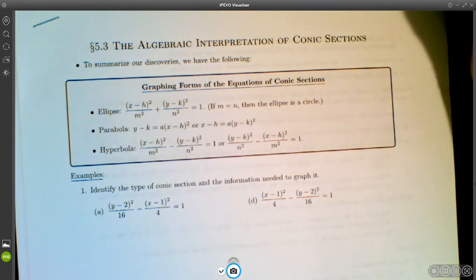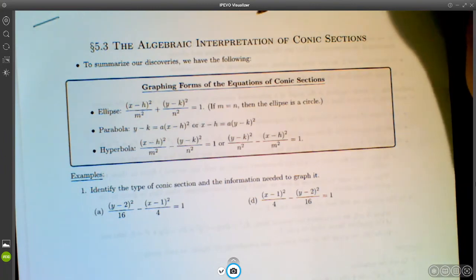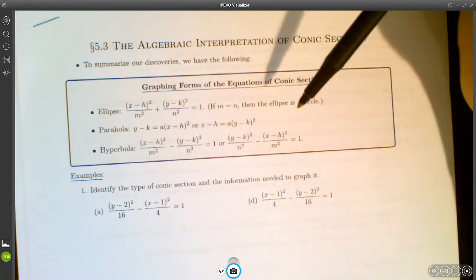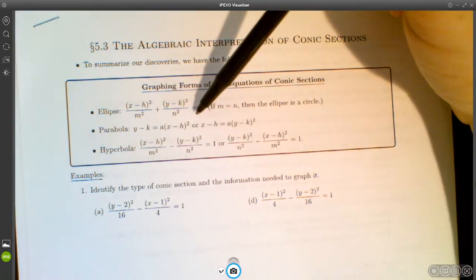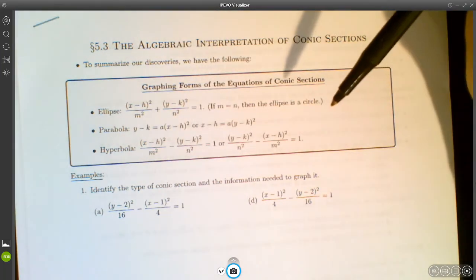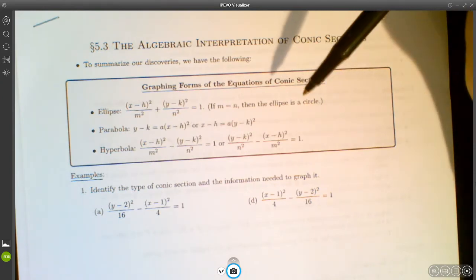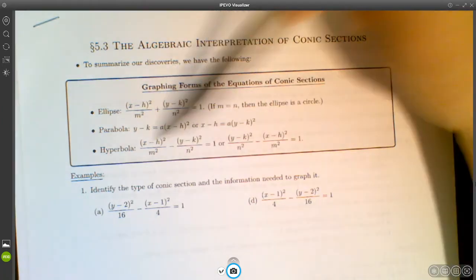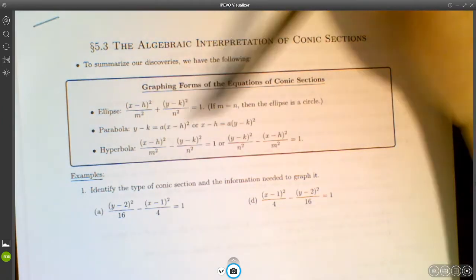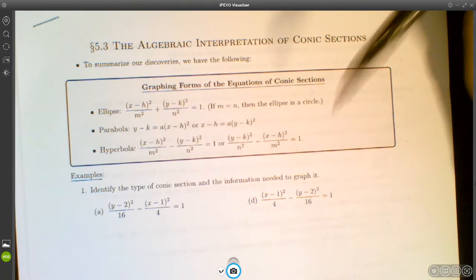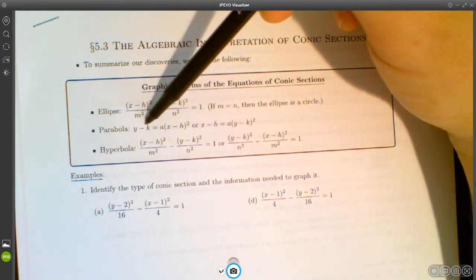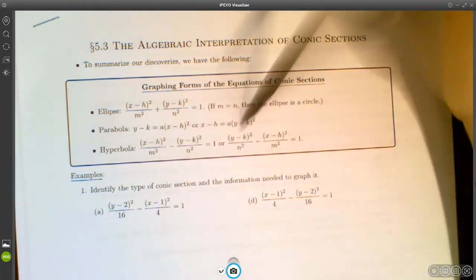In every single case, the point (h, k) is important. For ellipses, circles, and hyperbolas, (h, k) is the center. For a parabola, (h, k) is the vertex. And in every single case, h is the coordinate that is attached to your x group, and k is the coordinate that's attached to your y group, right? Y group, y group. Okay?